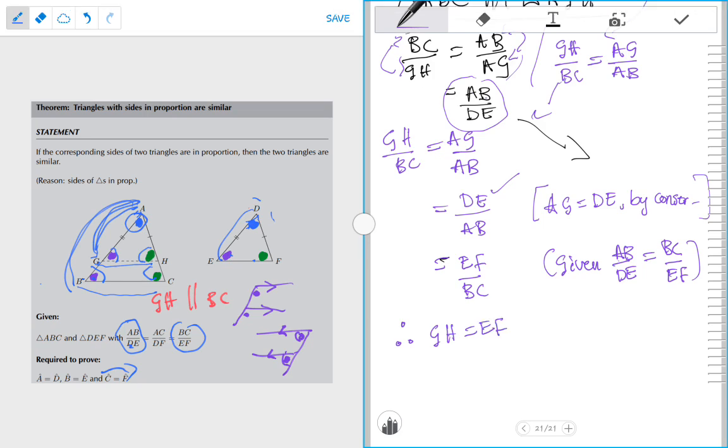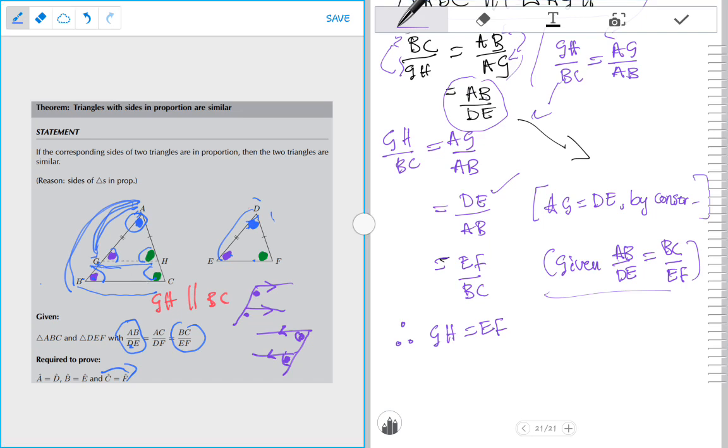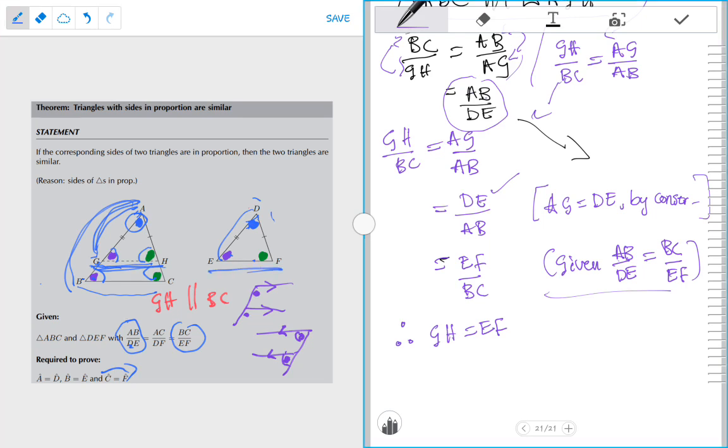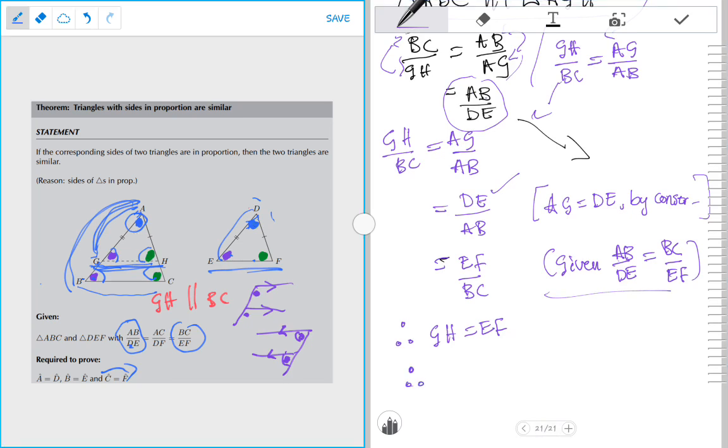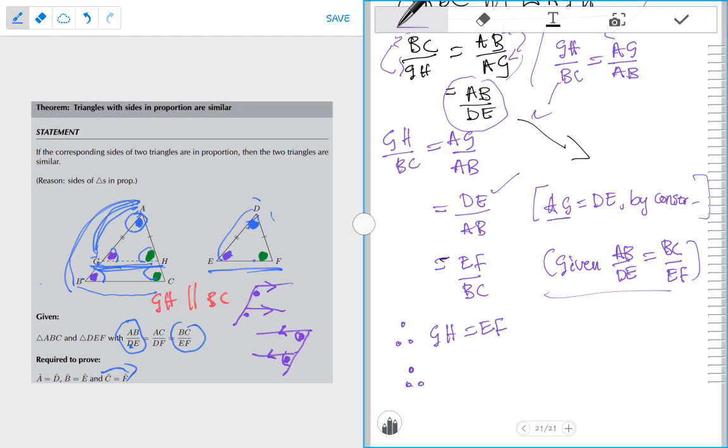We can see from this that GF is equal to EF. It means that the line GF is equal to this one. Therefore we can have it that these triangles are equal, because HE and DE are equal.